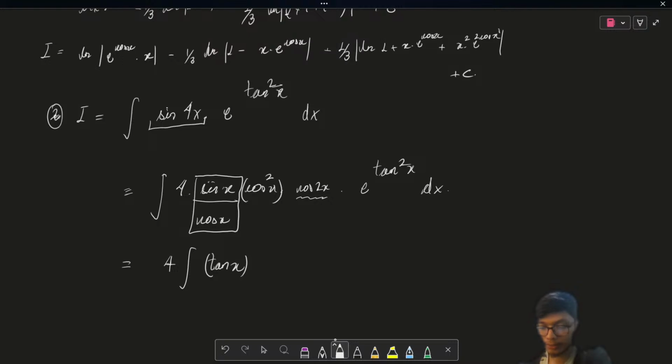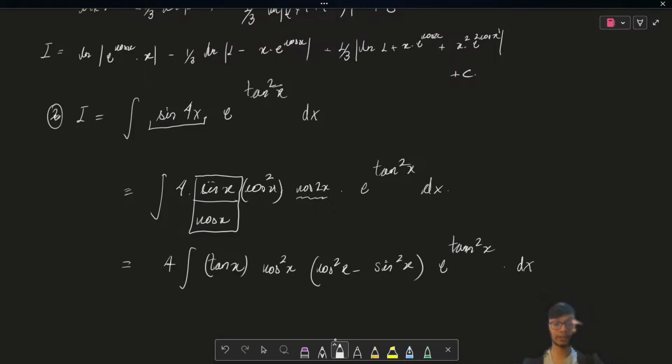And also I can further simplify the cos 2x as cos square x minus sine square x, right? So the advantage of doing that, again you will see over here, is that it will become cos square x, and then I can write this as cos square x minus sine square x, and then we will have e to the power tan square x, right, dx.